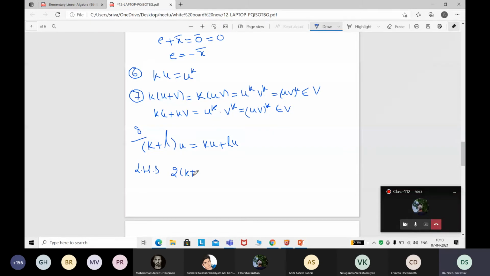K plus L into X. Similarly, 2 into K plus L into Y. Plus should not come, there should be a comma. That is the LHS, correct?